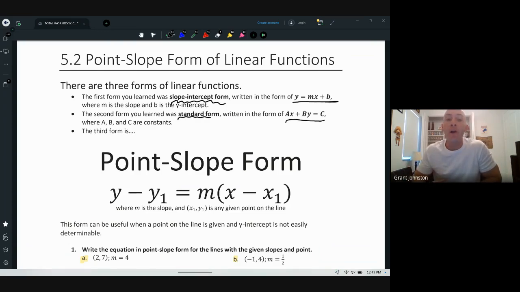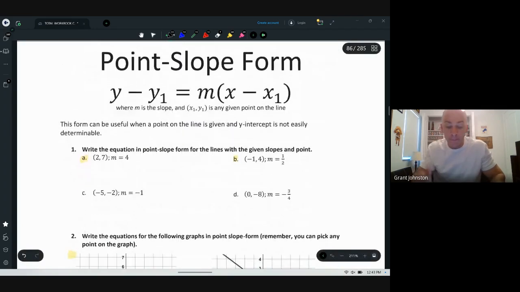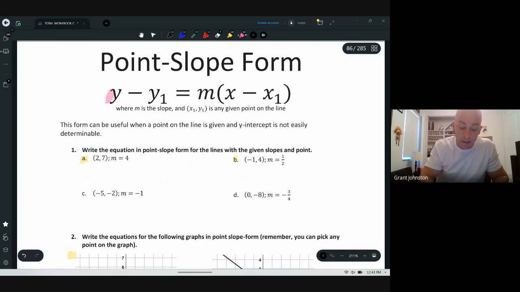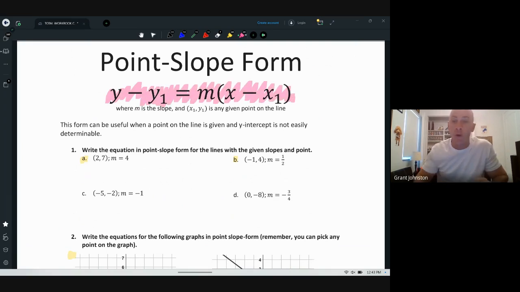And now the third form is point slope form. So point slope form is written like this: y minus y1 equals m(x minus x1). I'm going to get into how we use that in a second. But this form can be useful when a point on a line is given and the y-intercept is not easily determinable.